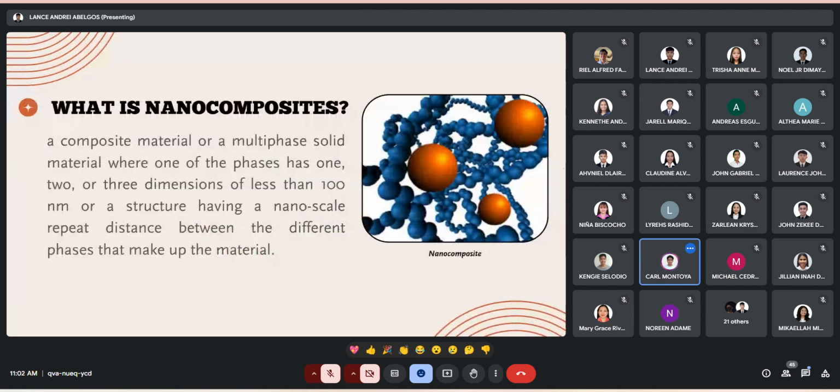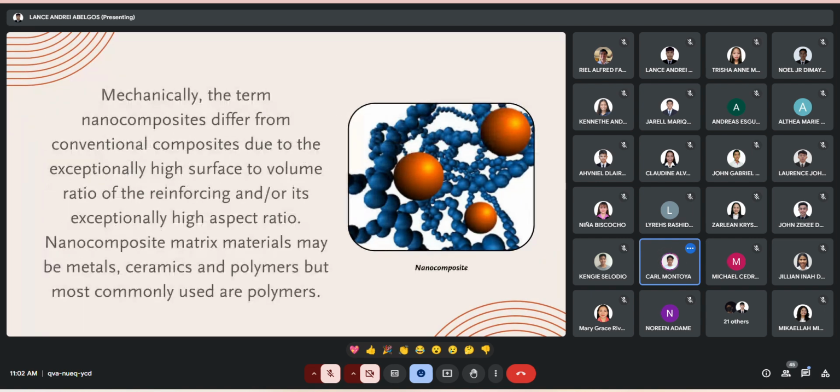Next slide po. Now, ano nga po ba si nanocomposites? A nanocomposite is a composite material or multi-phase solid material where one of the phases has 1, 2, or 3 dimensions of less than 100 nanometers, or a structure having a nanoscale repeat distance between the different phases that make up the material. Next slide po.